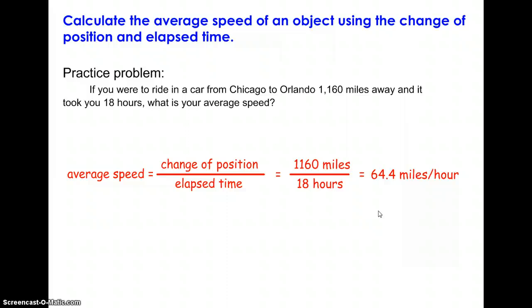That is all we have today for calculating the average speed of an object using the change of position and elapsed time.